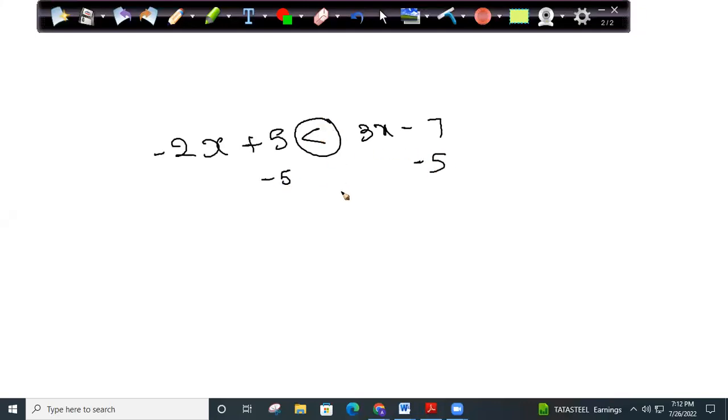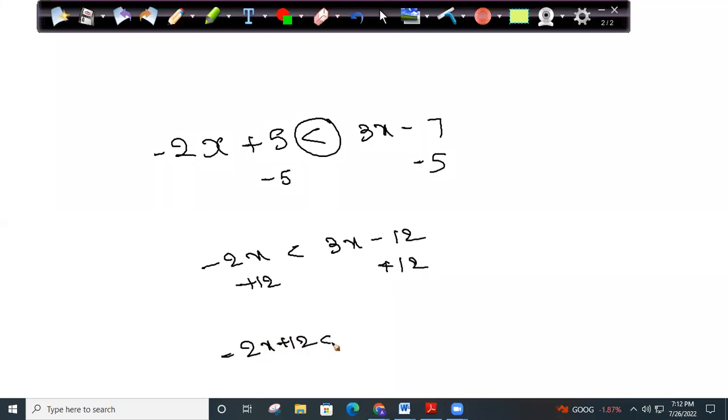When I say properties of inequalities, suppose I have minus 2x plus 5 is less than 3x minus 7. So first condition is I can subtract any number on both sides. Inequality sign will not change. So if I subtract, I get minus 2x less than 3x minus 12. Next condition is I can add any number on both sides. Inequality sign will not change. So minus 2x plus 12 is less than 3x.